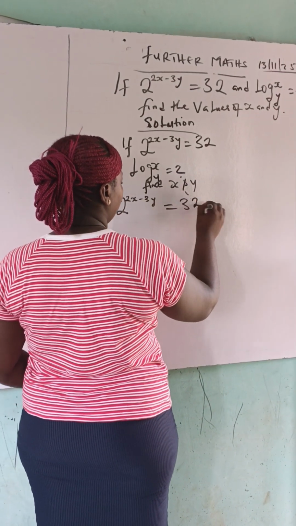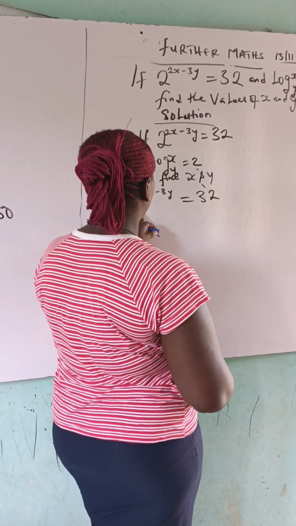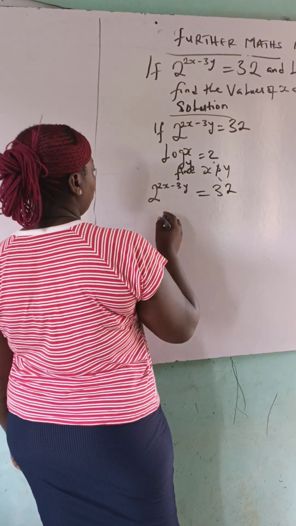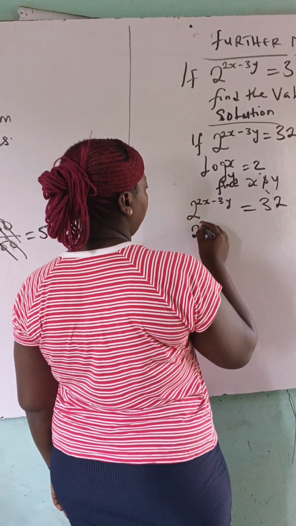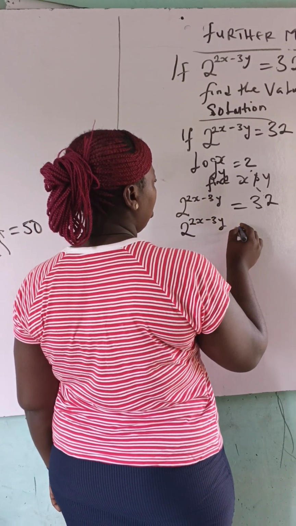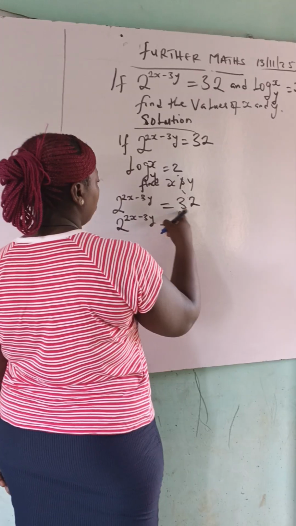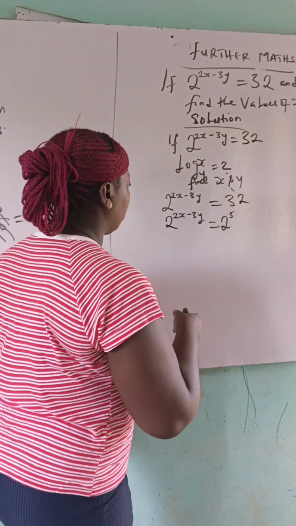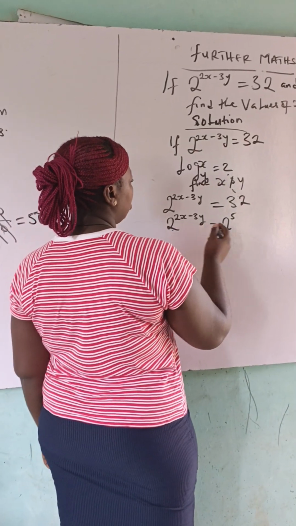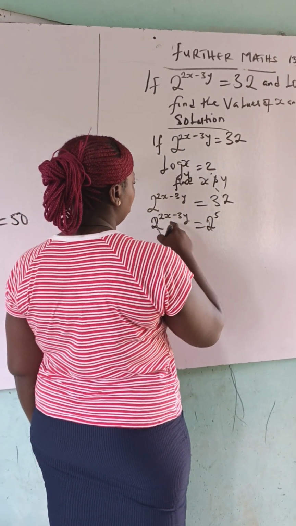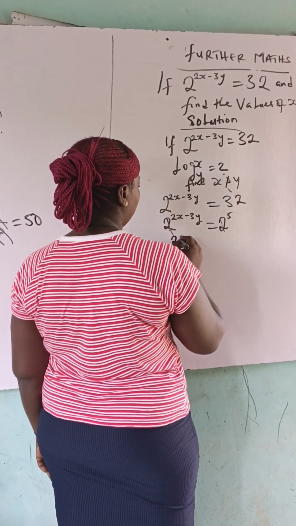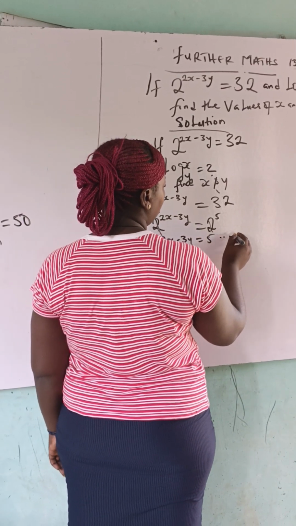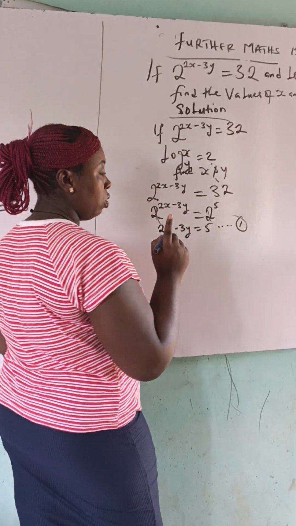Now, since this one is in base 2, we can raise 32 in base 2, and it will be 2 to the power of 2x minus 3y is equal to 2 to the power of 5. That is 2 multiplied 5 times. Now, since the bases are the same, we equate the powers. So we have 2x minus 3y is equal to 5. We call this one our equation 1.